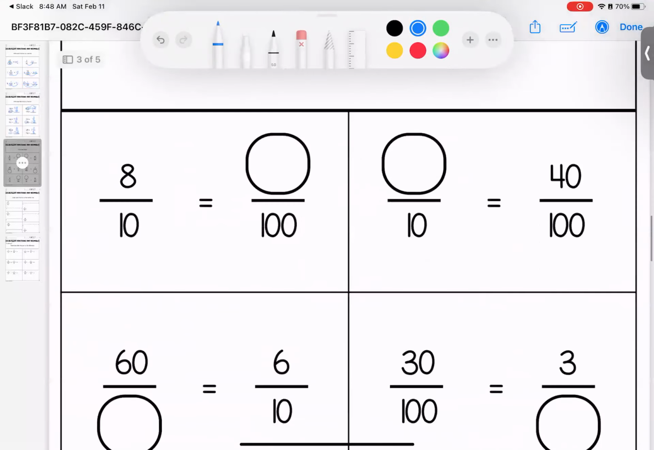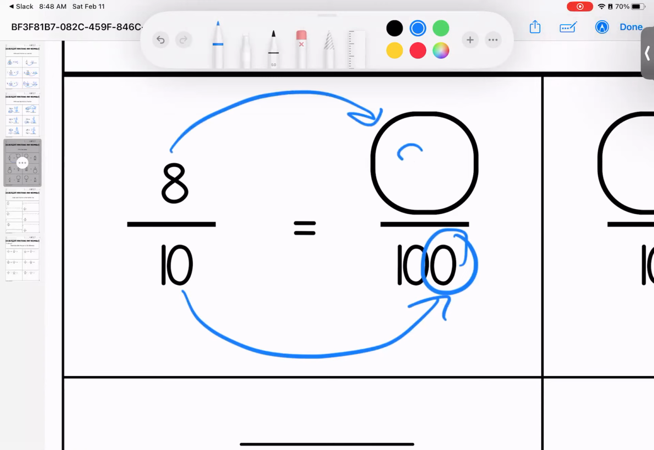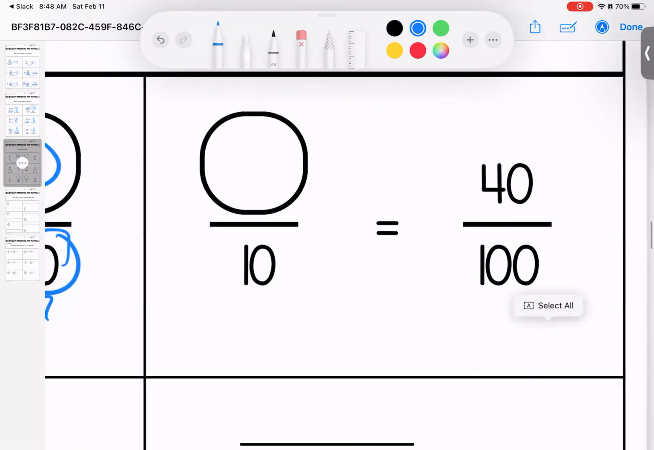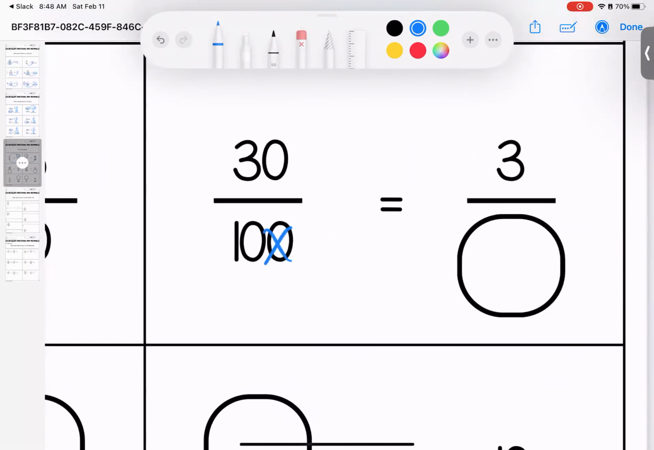All right, sweet faces, we have been doing some stretching, and I thought it would be appropriate to see how we did with these. So if going from 10 to 100, we add a 0, we're going to do the same thing on the top. 8 tenths is 80 hundredths. Coming over here, if going from 100 to 10, we drop a 0, we're going to do the same thing. 40 hundredths is 4 tenths. Drop a 0, 10.